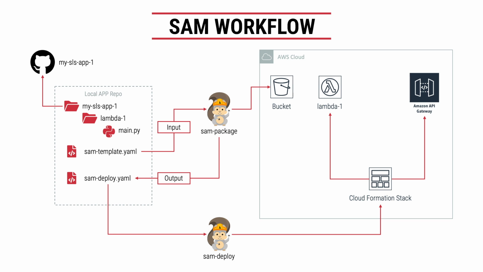So this is the flow of creating and managing a serverless application using AWS SAM CLI. I have my local repo for my serverless application called my SLS app1. Inside that folder, I have a separate folder for my Lambda function, say Lambda-1. Remember that a single serverless application can have multiple Lambda functions and other AWS resources included. Within my Lambda1 folder, I have my main.py Python script where I write my code for this particular Lambda function. You can add all your custom modules and other Python files into this folder.